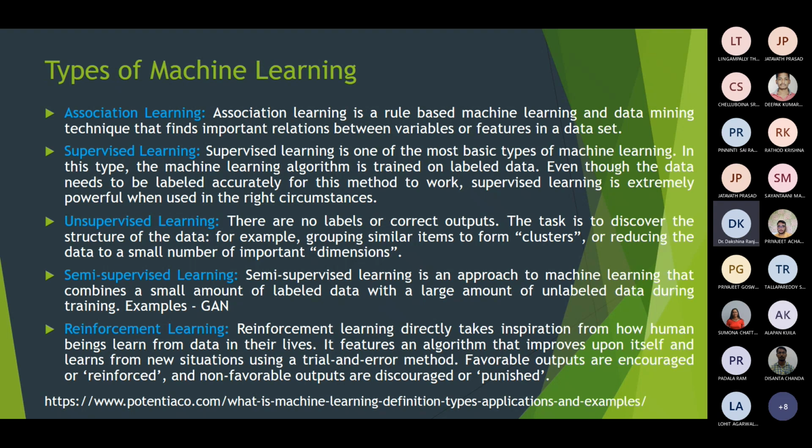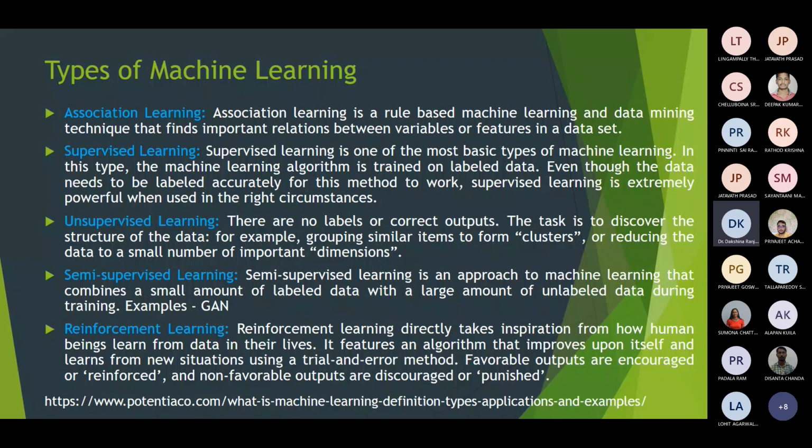Now we will be talking about the different types of machine learning approaches. Roughly we can divide the machine learning approaches into five different categories. The types of machine learning include association learning, supervised learning, unsupervised learning, semi-supervised learning, and reinforcement learning. So this is the rough classification of machine learning approaches.